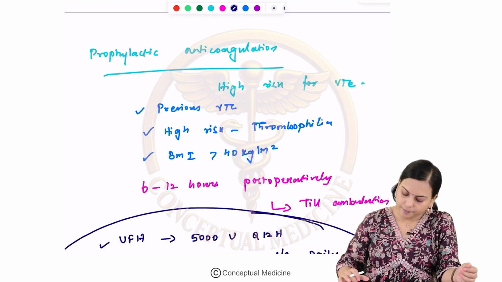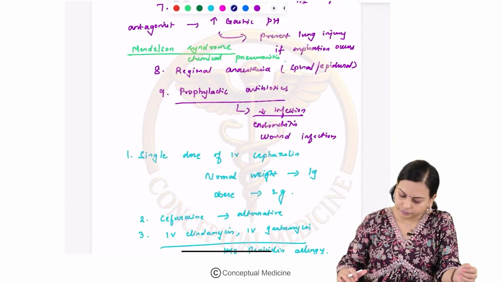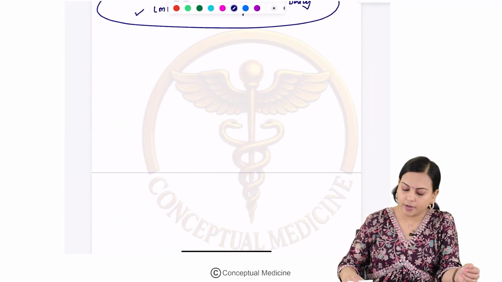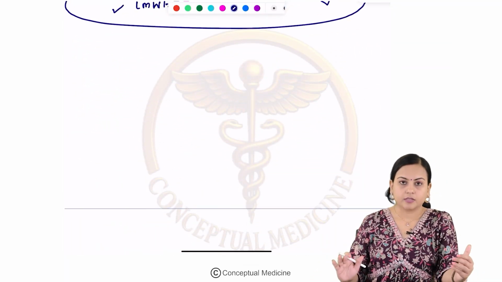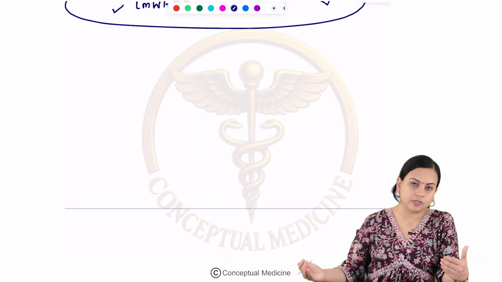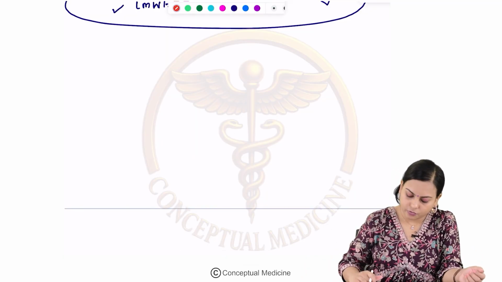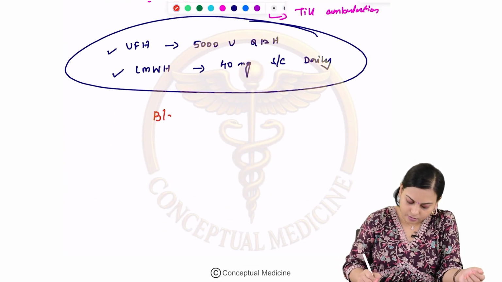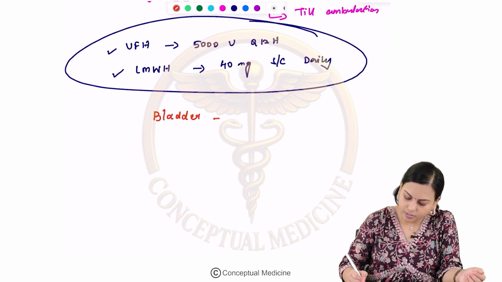And remember, among all these things, bladder drainage to empty the urinary bladder before the procedure and throughout the procedure is also important. So, don't ever forget to do that. So, bladder emptied, okay, by Foley's catheterization. Clear?